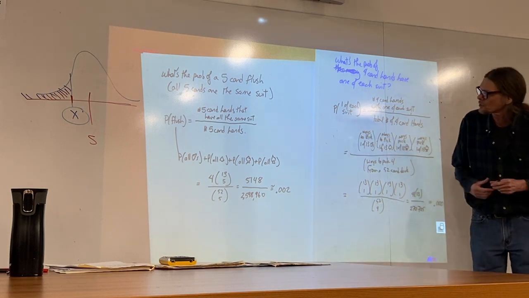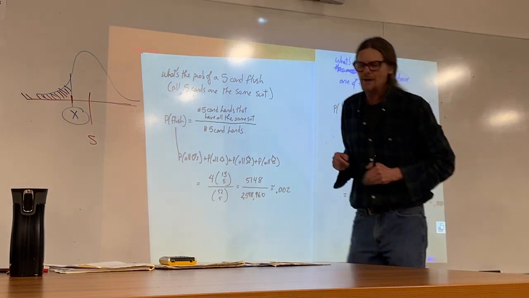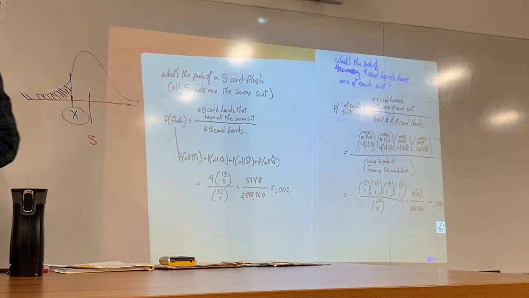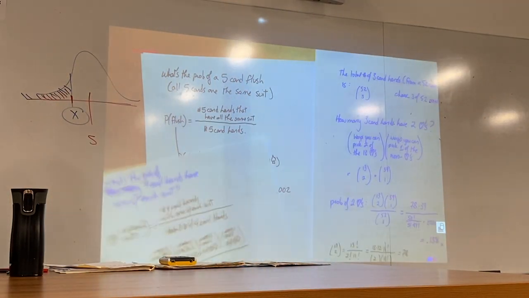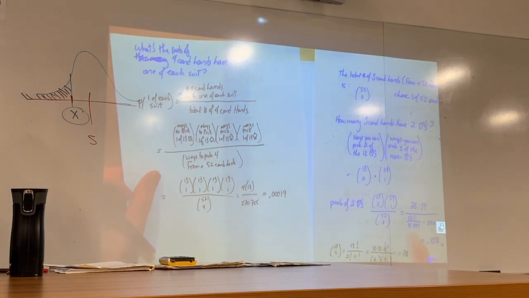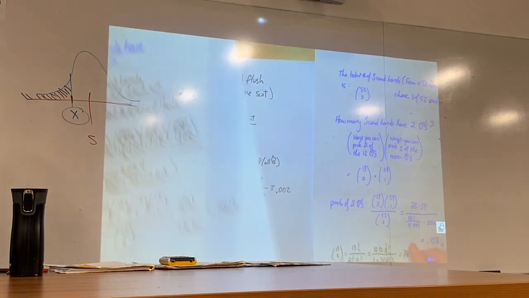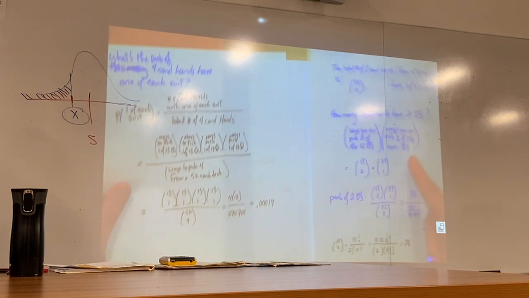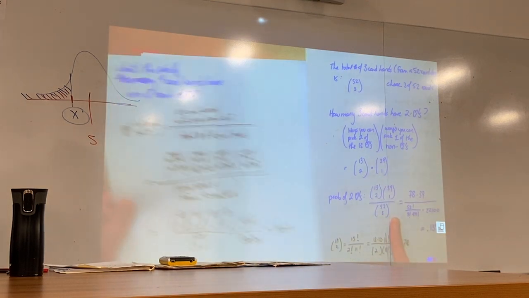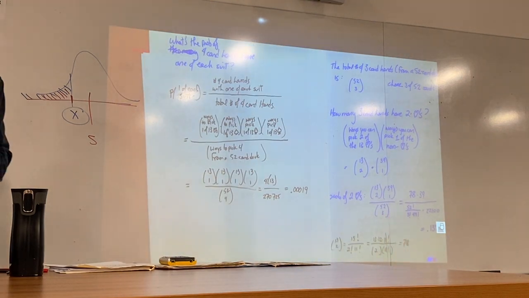That was coming from this particular model, where you have it broken down into simple 2 cases. This example right here actually has a name. It's known as the hypergeometric.